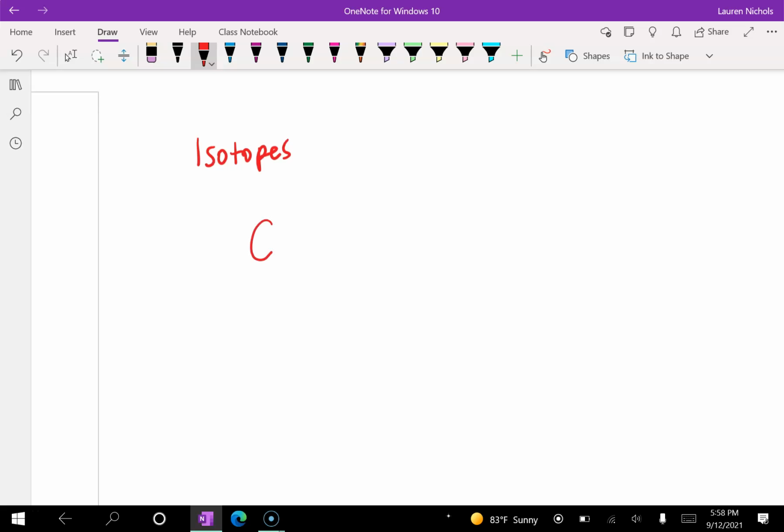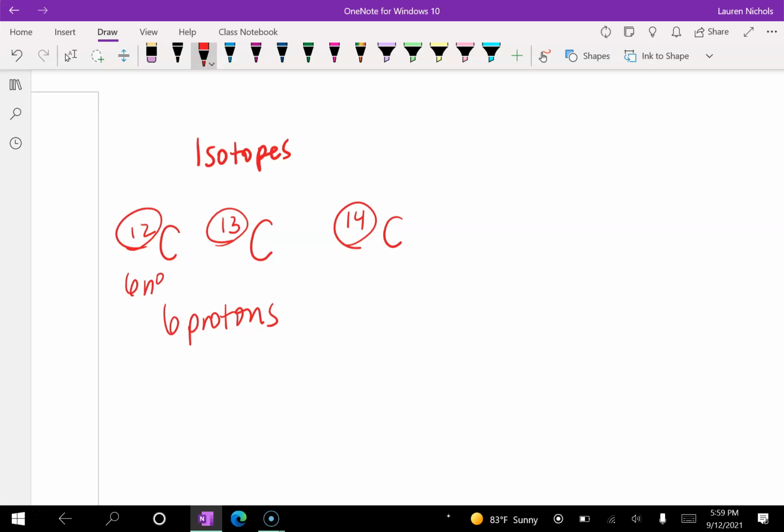So for example, if I look at carbon-13, carbon-12, and carbon-14, we know that they're all carbon, which means that they all have 6 protons. But because their mass numbers are different, they must have a different number of neutrons. We have 6 neutrons here, 7 neutrons, and 8 neutrons added to the 6 protons to get their mass number.